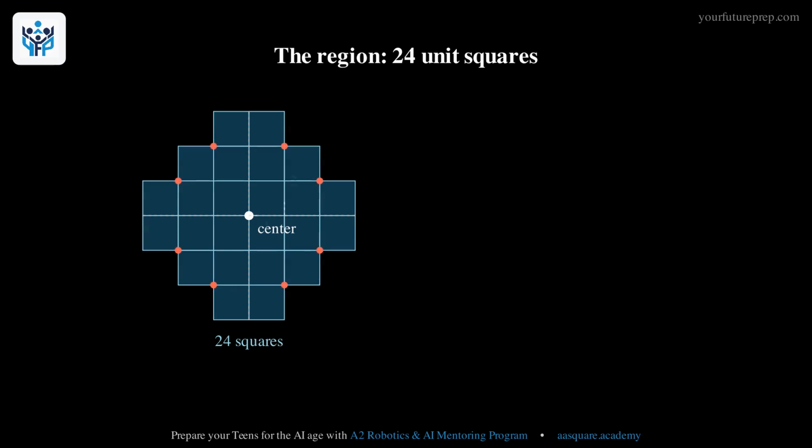As the circle grows, it is stopped by the inner notch corners of the staircase, the reentrant corners closest to the center. Look at one of them. It sits 1 unit across and 2 units up from the center.